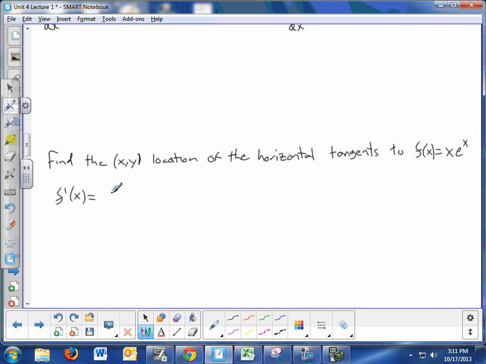Okay. So f prime. This is my f. This is my g. F prime is 1 times g, plus, what's the derivative of e to the x? E to the x. G prime times f. All right, that's the derivative, and what do I have to do with that derivative? Yes, set it equal to 0. That's what it means to be a horizontal tangent. Your slope is 0. All right, now we have to solve.